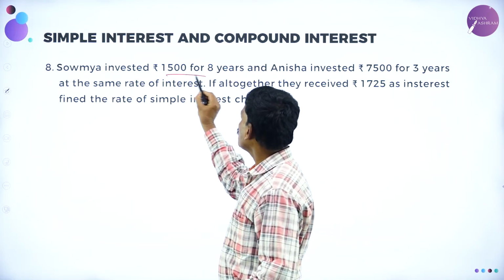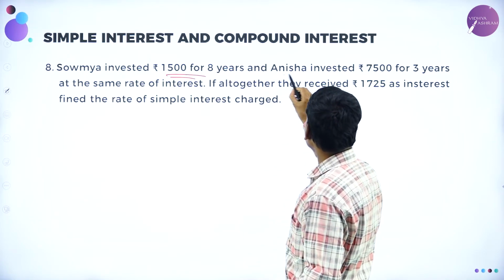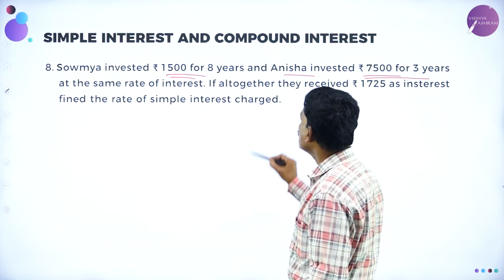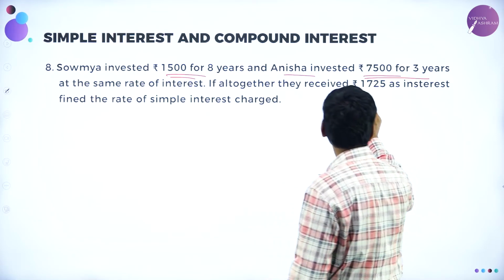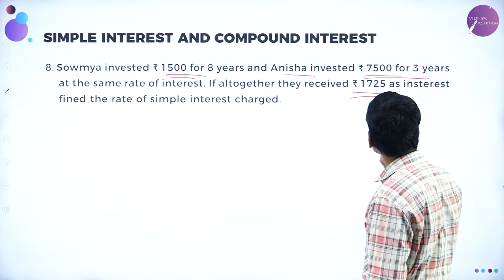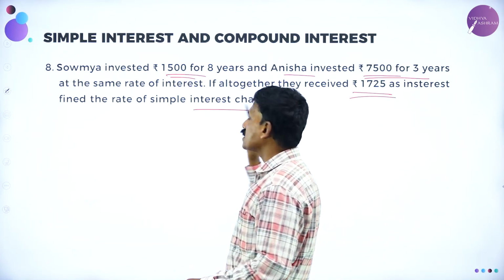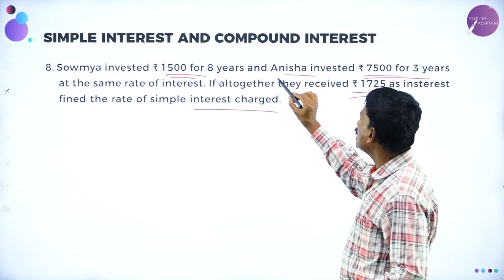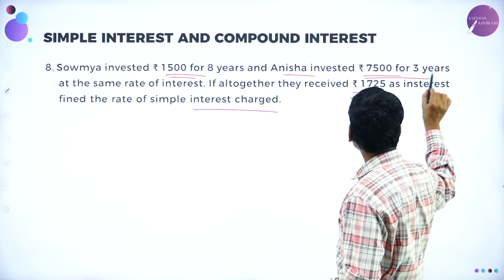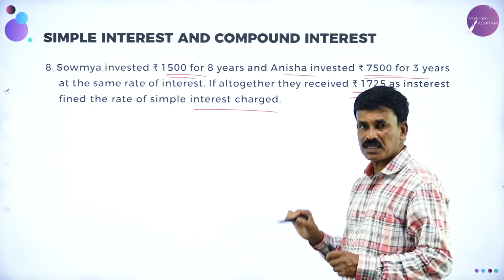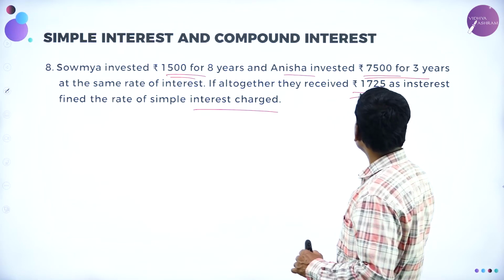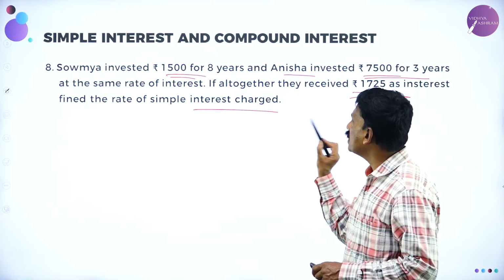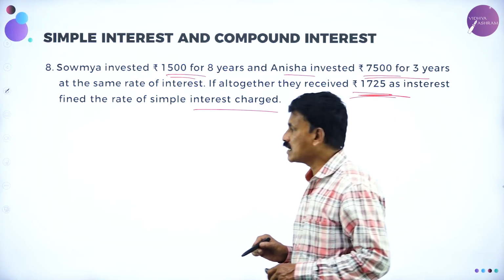Soumya invested rupees 1,500 for 8 years and Anisha invested 7,500 for 3 years at the same rate of interest. If altogether they receive 1,725 rupees as interest, find the rate of simple interest charged here. The rate of interest is the same. So the rate of interest is to be calculated in these two cases.